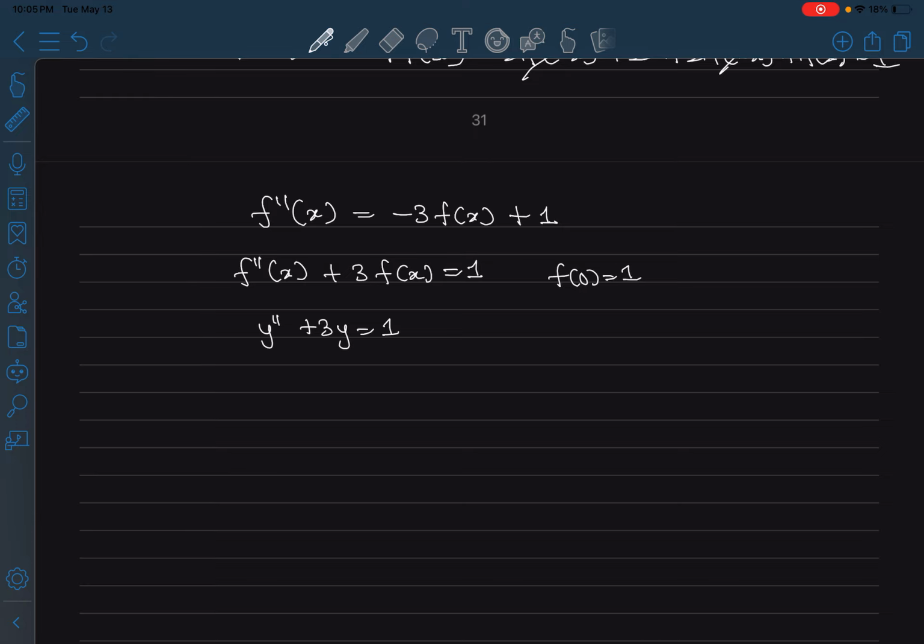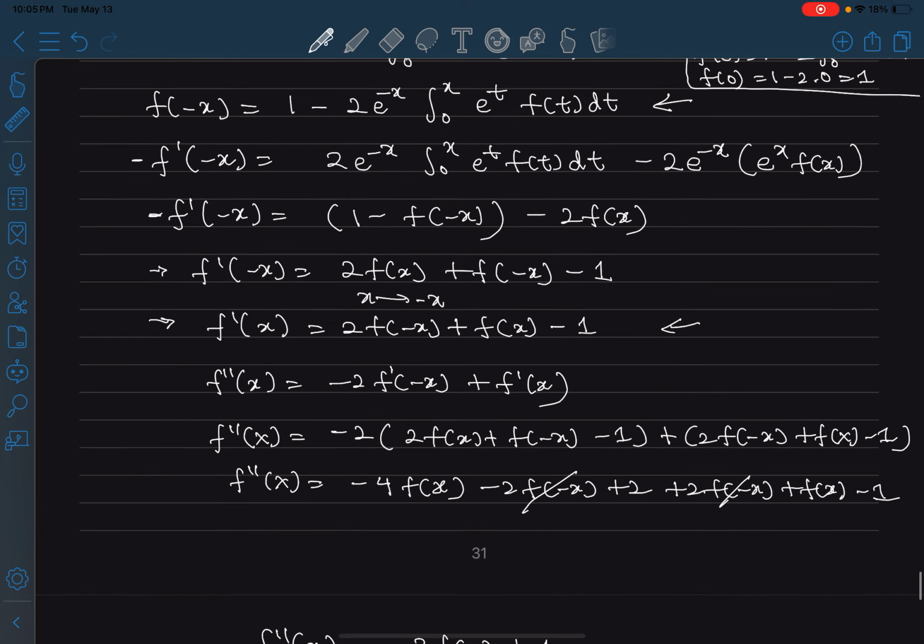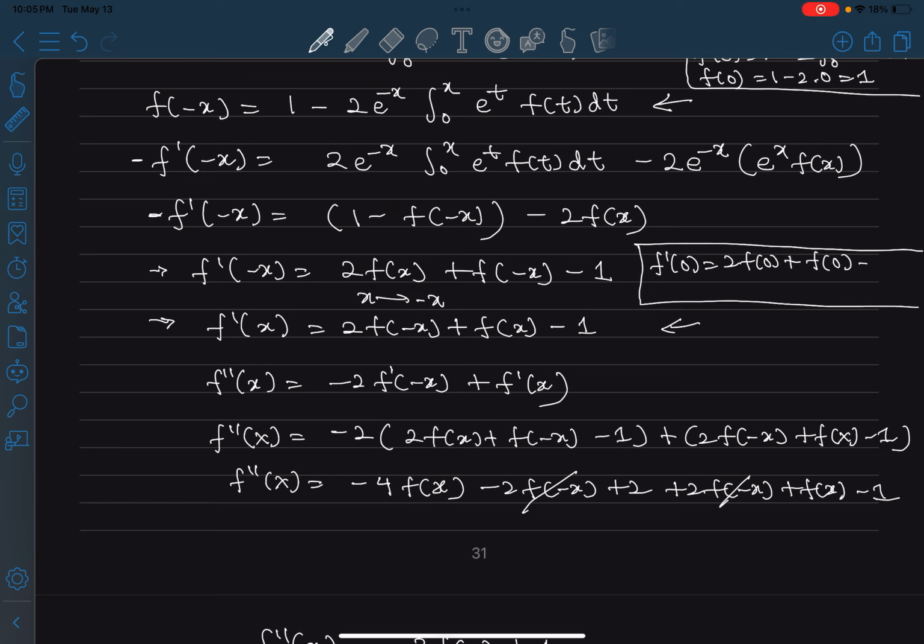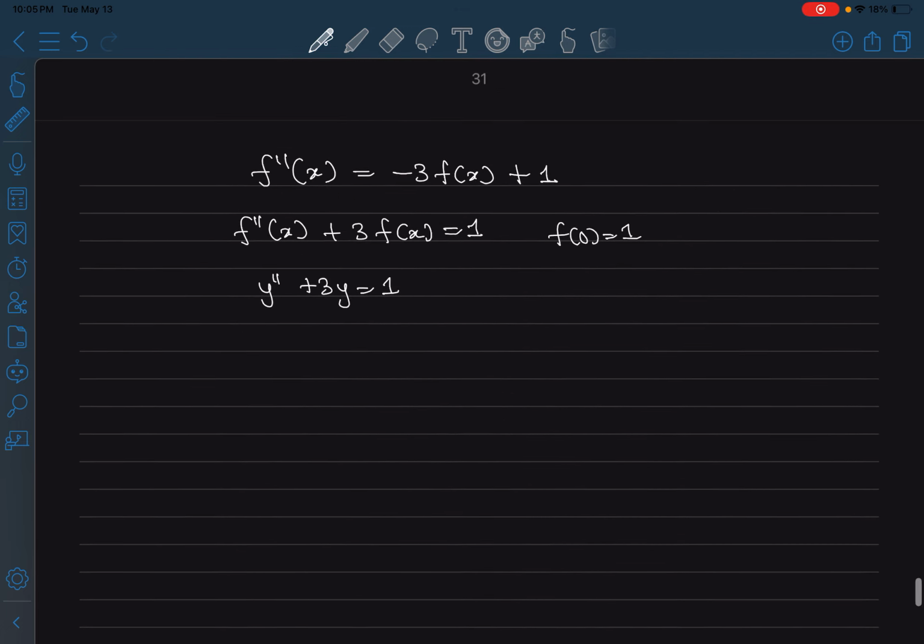Now let's try to find f prime of 0. Let's use this equation again. Or we can also use the second one, but it doesn't matter. If we substitute x as 0, f prime of 0 is equal to 2f of 0 plus f of 0 minus 1, right? F of 0 is 1, so this is 2 plus 1 minus 1, so that's just 2. Wow, we also got another initial condition so easily. That was not at all hard.